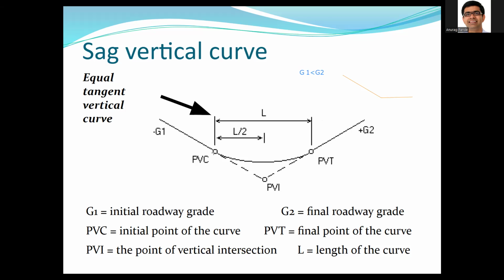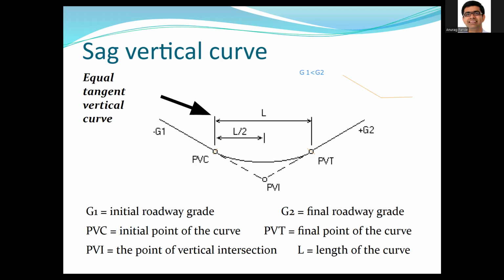The PVC will have a slope of G1. PVT will have a slope of G2. And this parabola will have a variable slope. Again, you have the same idea, capital A, the total change in grade. It's an equal tangent vertical curve. So PVC to PVT is going to be L, and PVC to PVI will be L over 2.